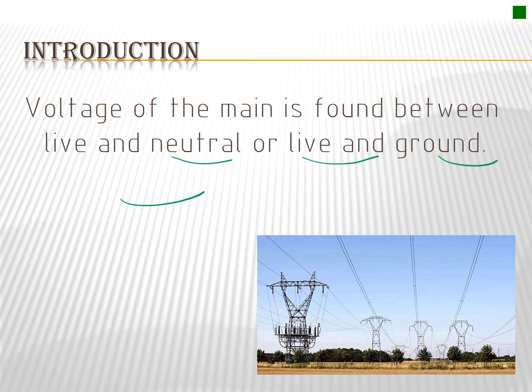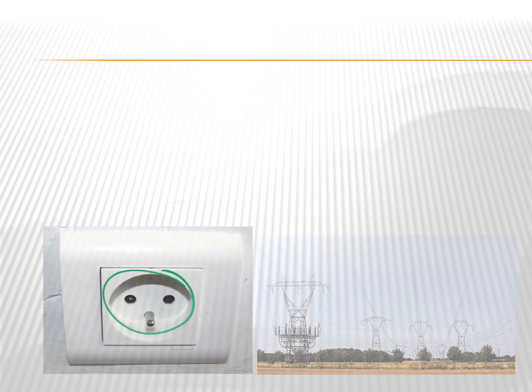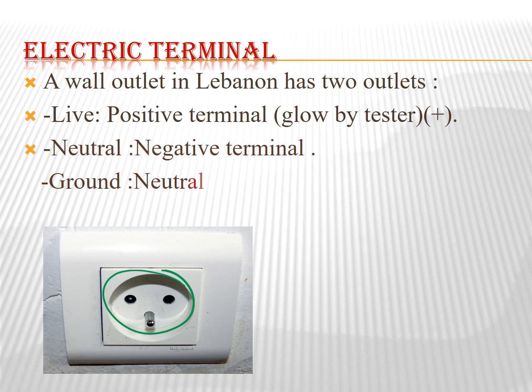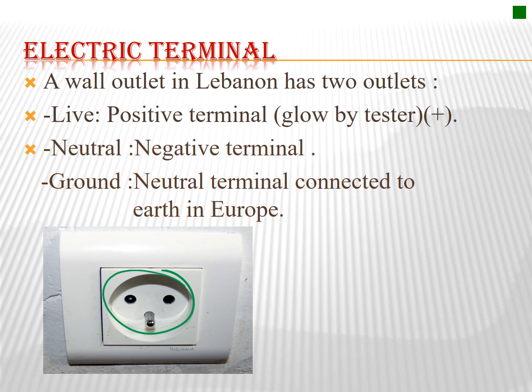Introduction. The voltage of the main is found between live and neutral, or live and ground. Electric terminals. A wall outlet in Lebanon has two outlets. Live, positive terminal, glows by tester. Neutral, negative terminal. And ground. It is the neutral terminal connected to Earth in Europe.